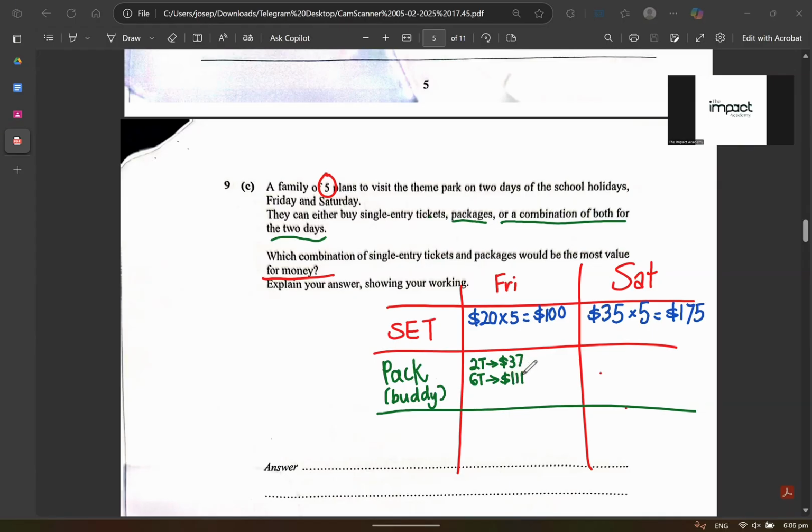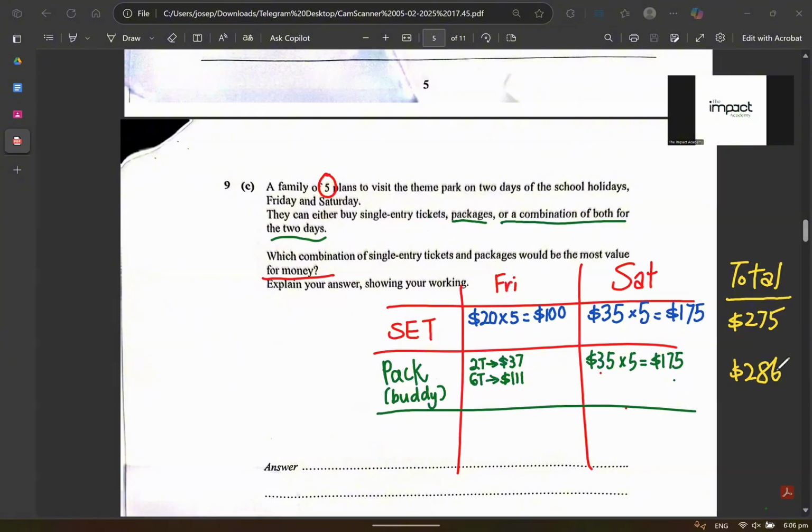For Saturday, how much is it going to be? There's nothing like that, right? So you still have to go with the 35 times 5. Can you understand or don't understand? Which is equals to 175. Make sense? Okay, more importantly, I think let's add a total column over here. So at least you know what is the total. Make sense? All right, the first one, this is actually 275, right? True? All right, the other one is 111 plus 175. That is actually 286. Make sense or don't make sense?